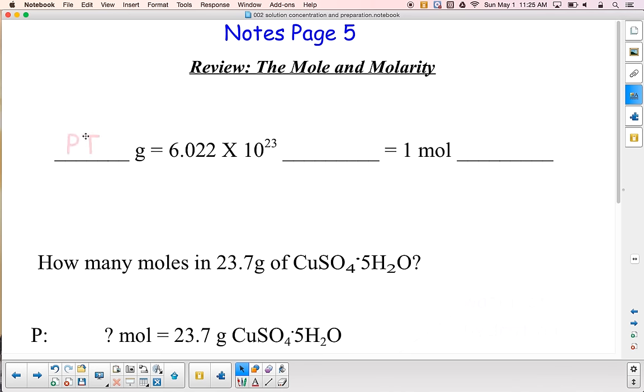Remember that when we work with the mole, we had a sentence that helped us, and it said, use the periodic table and add all the numbers together to get the number of grams that is equal to 6.022 times 10 to the 23rd, either atoms, molecules, or formula units, depending on whether you had an element, a molecular compound, or an ionic compound. And that was equal to 1 mole of whatever the chemical formula was. And we could make this little sentence for any compound, and then from this little sentence, we were able to calculate how many moles were present.